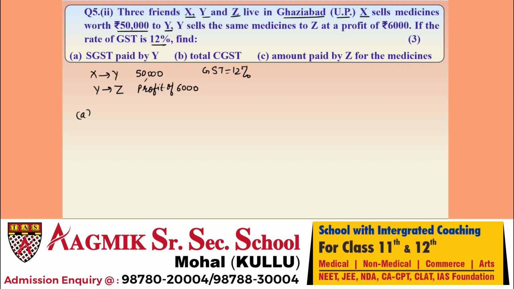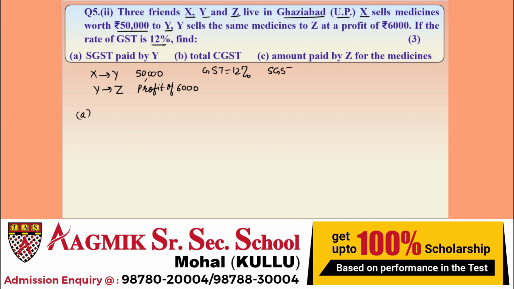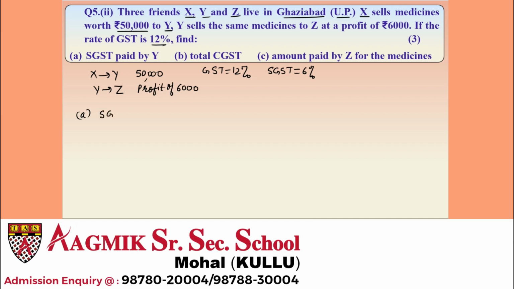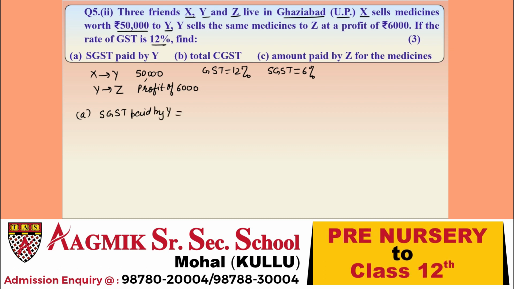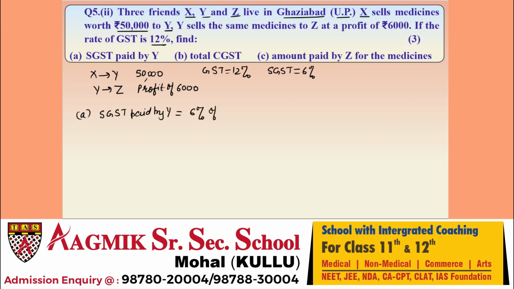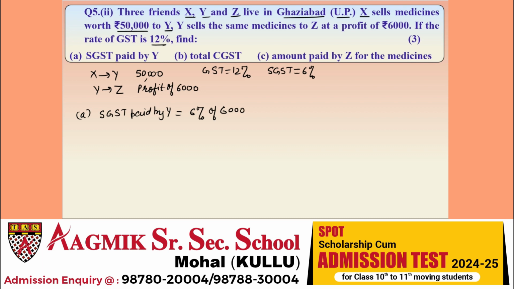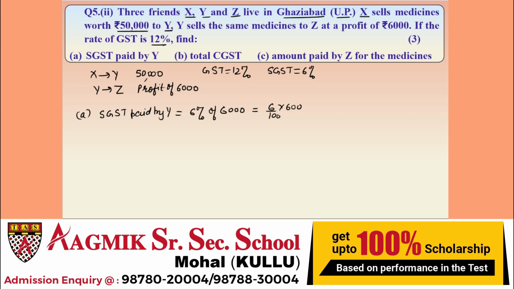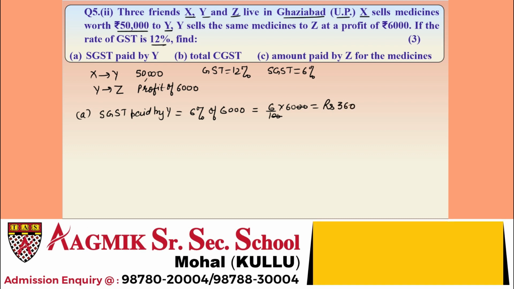Now let us first of all look at A part. SGST paid by Y. Okay, now since GST is 12, so that means your SGST would be equal to 12 by 2, that is 6%. So A part is SGST paid by Y. So this will be equal to how much? This will be equal to 6% of how much? It would be 6,000, right? The profit made by him. So this would be equal to 6 by 100 times 6,000. So you cancel out 2 zeros, that means it will be equal to rupees 360.